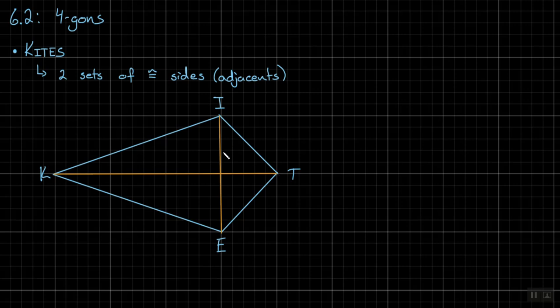So if we need to define them, these orange segments are two diagonals. We're just going to make some additional comments about these. So kites have two sets of congruent sides. And additionally, if we want, we can draw two diagonals. Now, do you want a formal definition for diagonal here, or are we okay with just saying they're the lines connecting vertices? Okay, so we have two diagonals here.